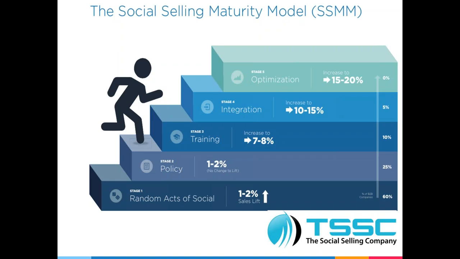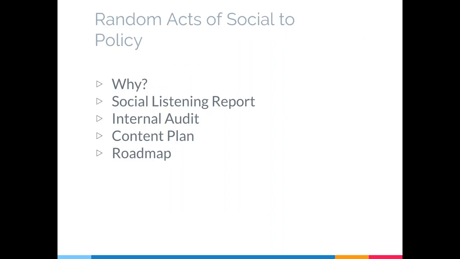So again, going back to the social selling maturity model, if you could think about where you are in this table. Are you at stage one, random acts of social? Stage two, are you just formulating your official policy and strategy? Stage three, are you thinking about training? Stage four, are you actually pretty advanced and now you're just looking to integrate everything together? Or are you at stage five where you just need some help getting the reporting right? So think about where you are. I can offer some advice on how to get to the next steps.